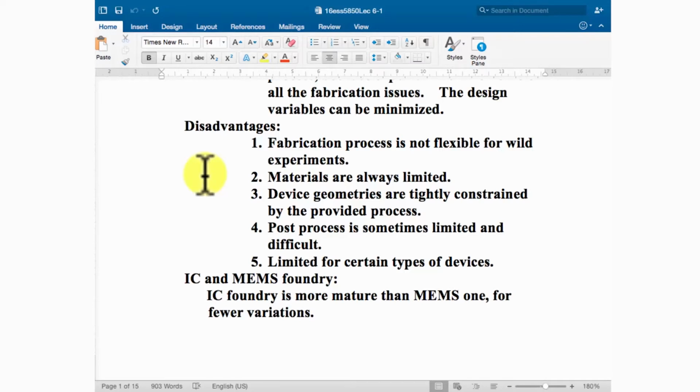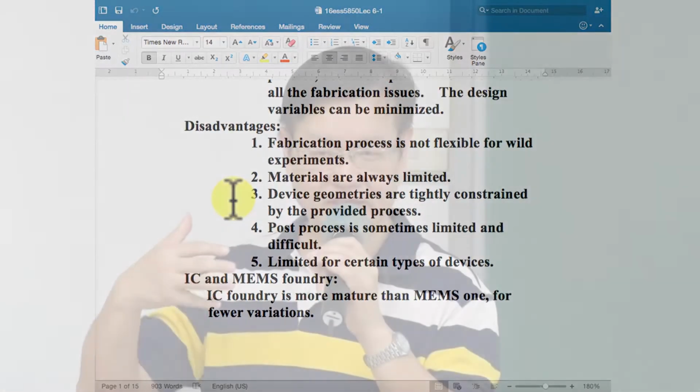So not all the materials you can have. And also the device geometries are tightly constrained by the provided process, especially the thickness. When we talk about the deposition of a material onto the surface, the thickness is usually limited because they fix the thickness of the fabrication. So we will have some idea later on, when we talk about the CMOS process.